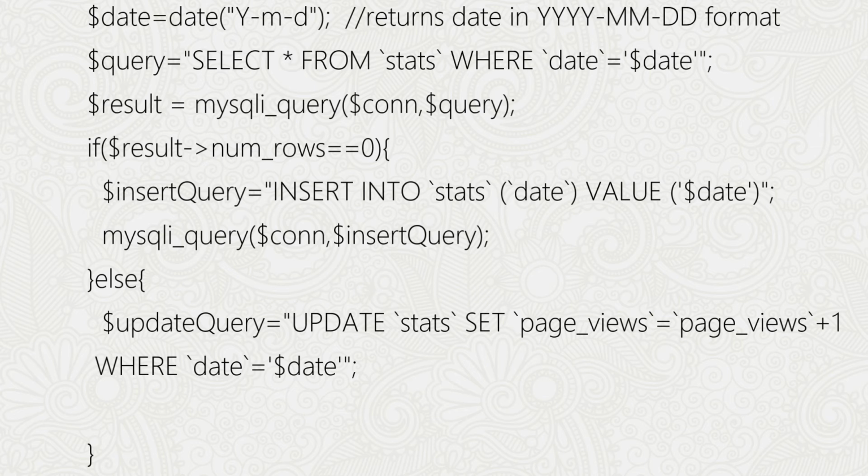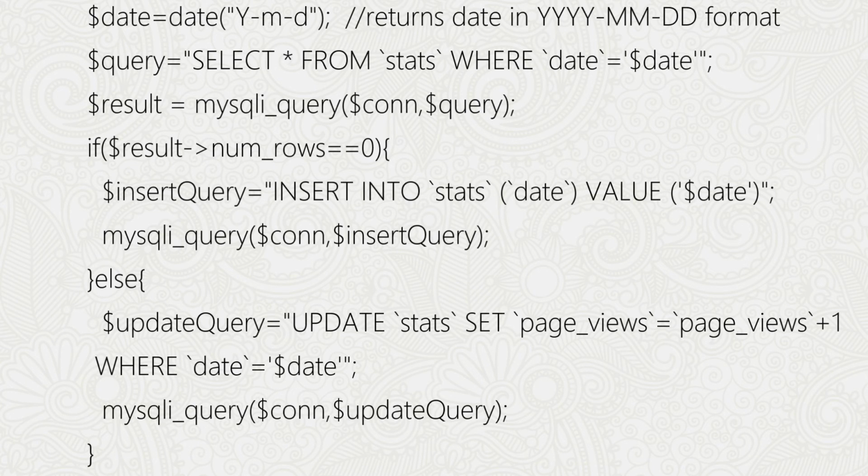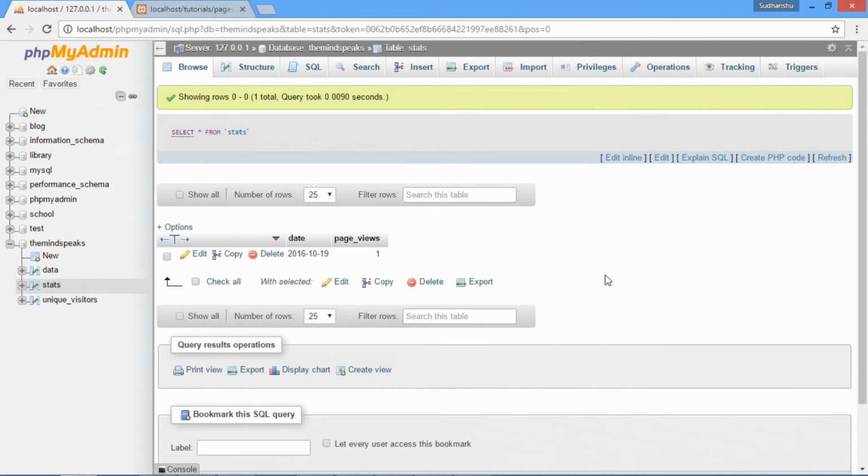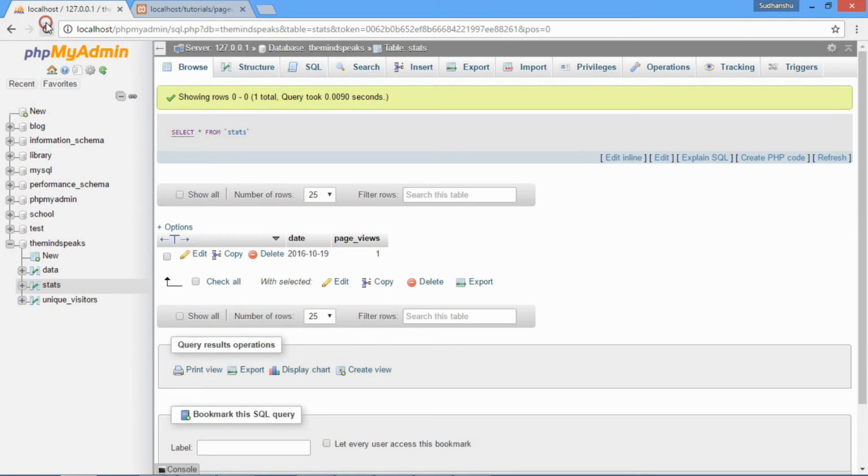We'll store this query in an update query variable, and then we'll execute this query using the mysqli_query function, and then we are all done. Now it's time for testing our code, and as you can see right here, the page views value is 1. Now we're going to reload the page, and we'll check that out.